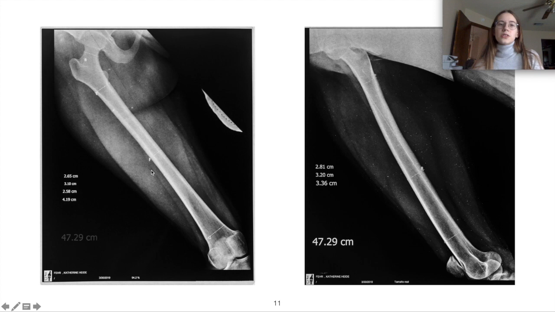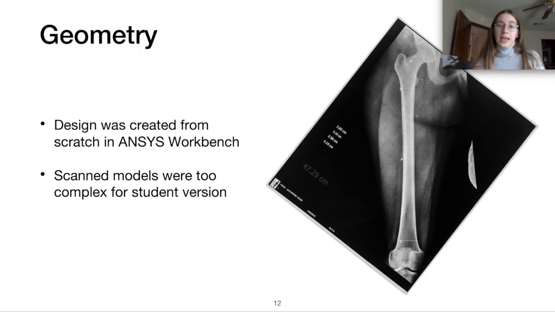Using this, I was able to use a software called ImageJ, which basically allows you to measure images with the scale. So with these images, I was able to find the critical dimensions so that I could CAD my own femur. So again, I designed it from scratch using ANSYS Workbench.